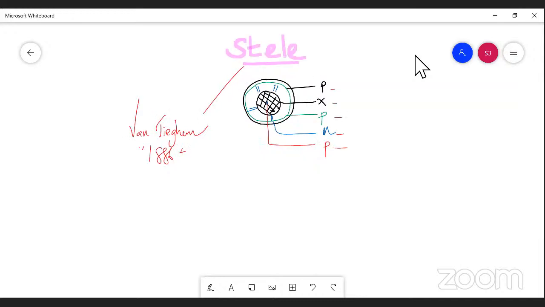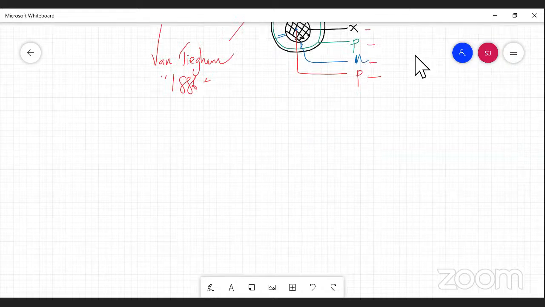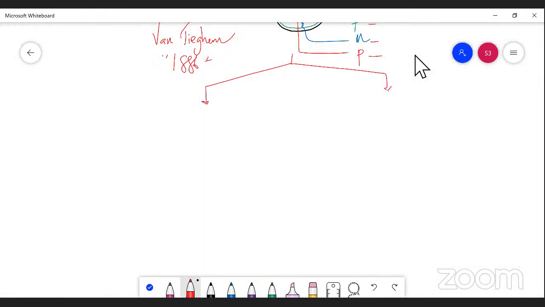Types of stele. Stele is broadly divided into two types. The first category is protostele and the second category is siphonostele. The main difference between protostele and siphonostele is the presence of pith.